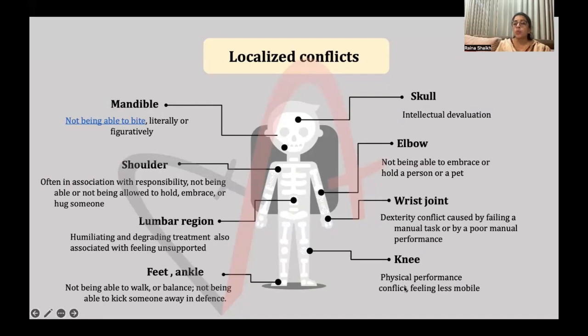The knee is all about moving ahead, being mobile, to climb the ladder, to progress. When that is hampered, your knee joints get affected. Feet and ankle are about not being able to walk or balance, or not being able to kick away somebody whom you don't want in your life.